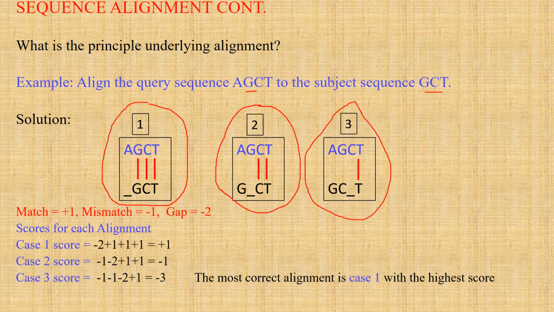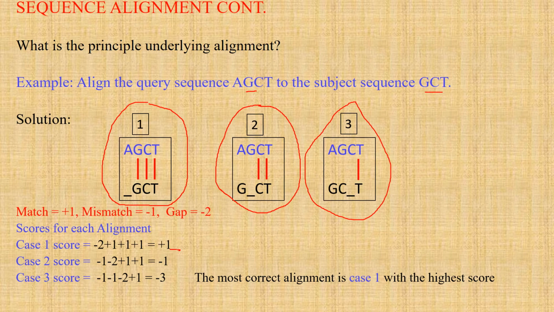When A is aligned with the gap, the value is minus 2, so we put our minus 2. When G has a perfect match with G, what is the value for perfect matches? Plus 1, so we put our plus 1. C perfectly matches with C, so we put plus 1. C matches with C, so we put plus 1. So when you sum all of this, it gives you plus 1.